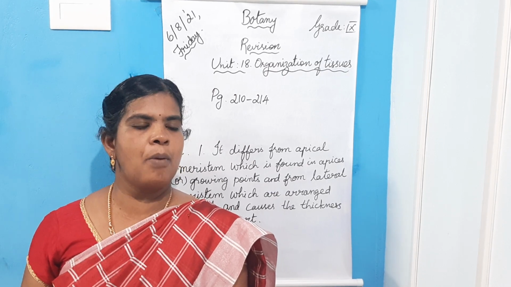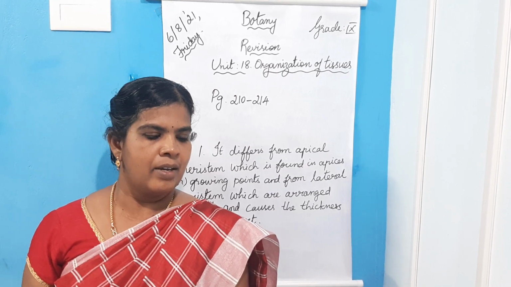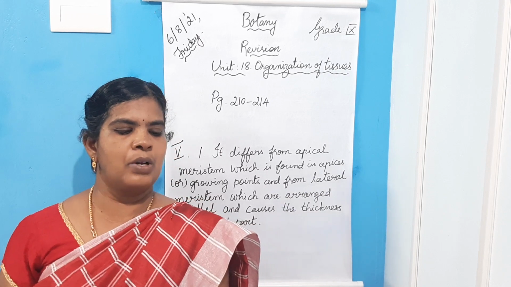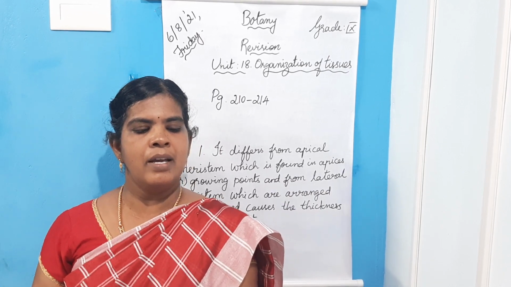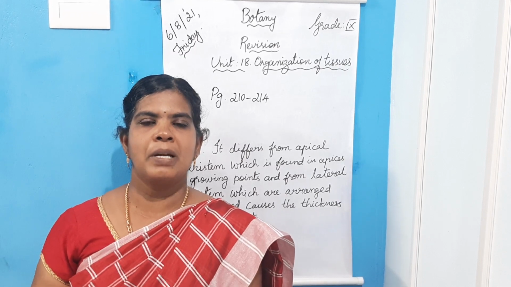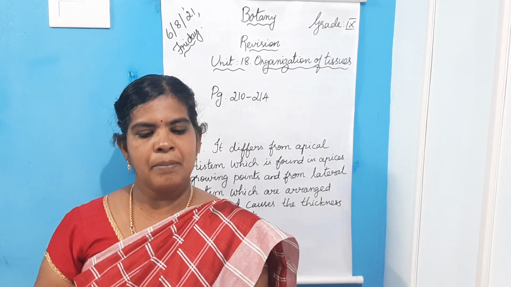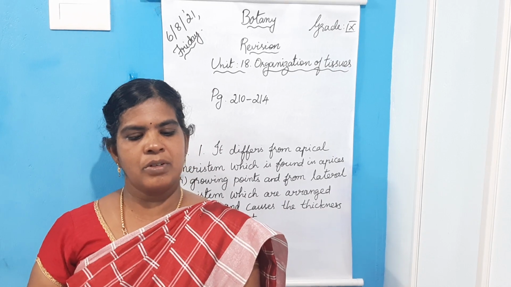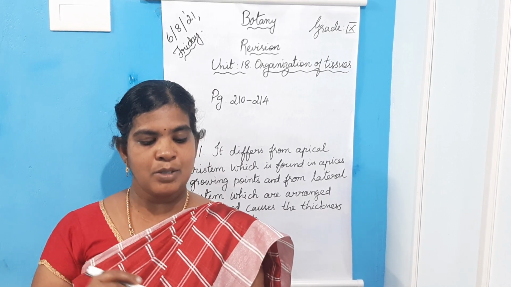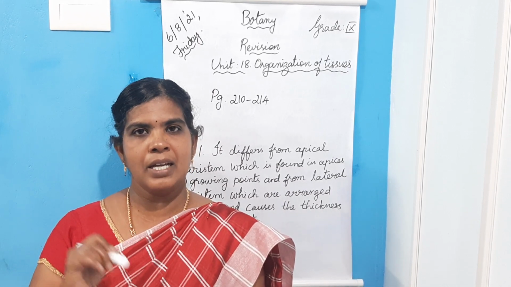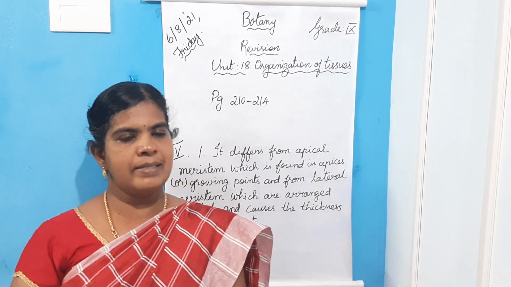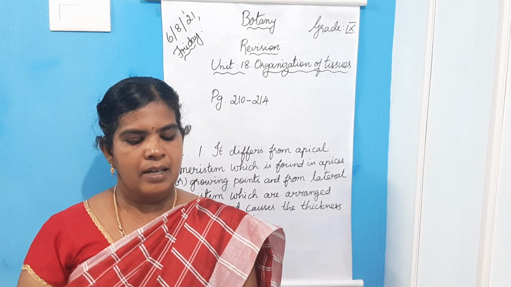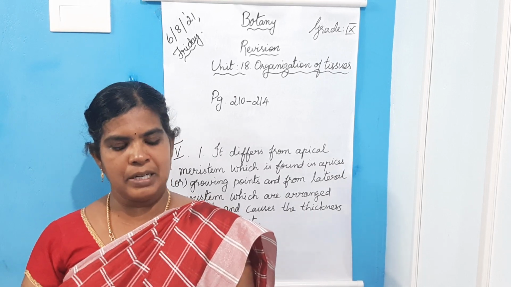Then third is component cells. Component cells are small in meristematic tissue, and large in permanent tissue. Then the cell wall is thin and elastic in meristematic tissue, and the cell wall is thick in permanent tissue.